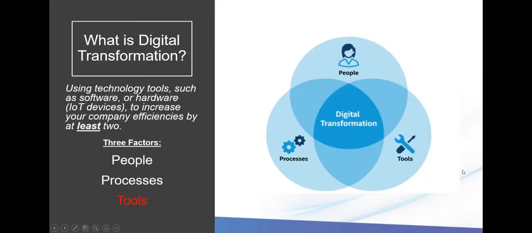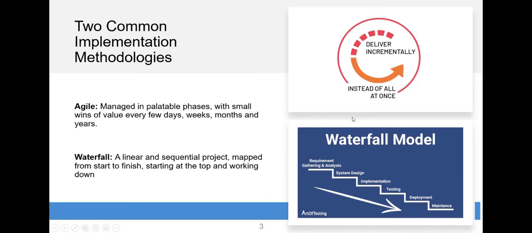So, what is digital transformation? Digital transformation is using technology tools such as software or hardware, for instance, IoT devices, to increase your company's efficiencies by at least a factor of 2. Three components are people, processes, and tools, and all are dependent on each other. You cannot successfully deploy DT with one or two out of the three. All of them are required. So with our focus being tools today, let's dive into implementation methodologies.